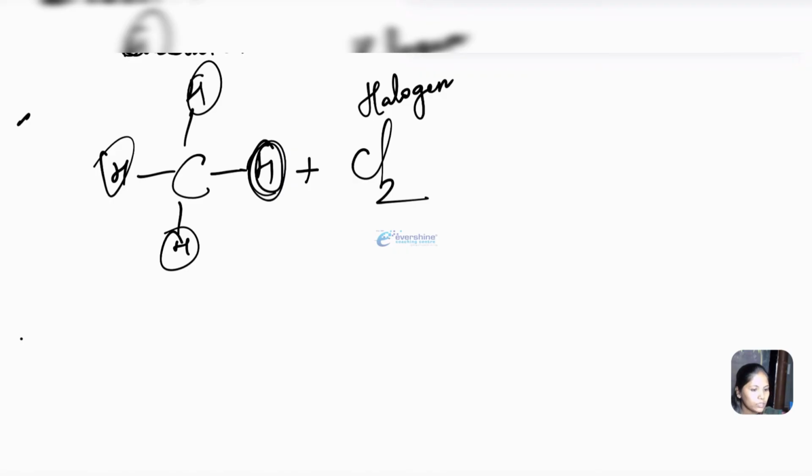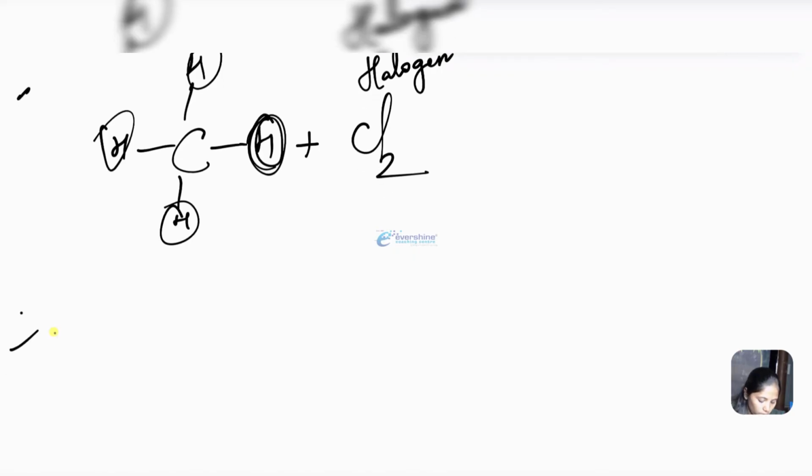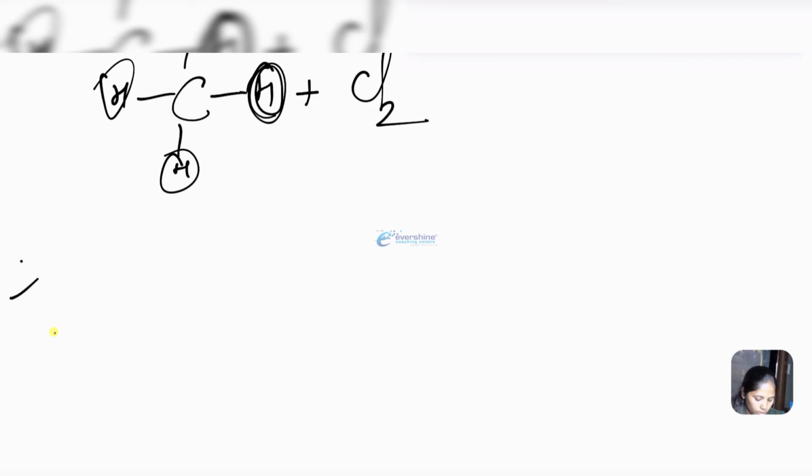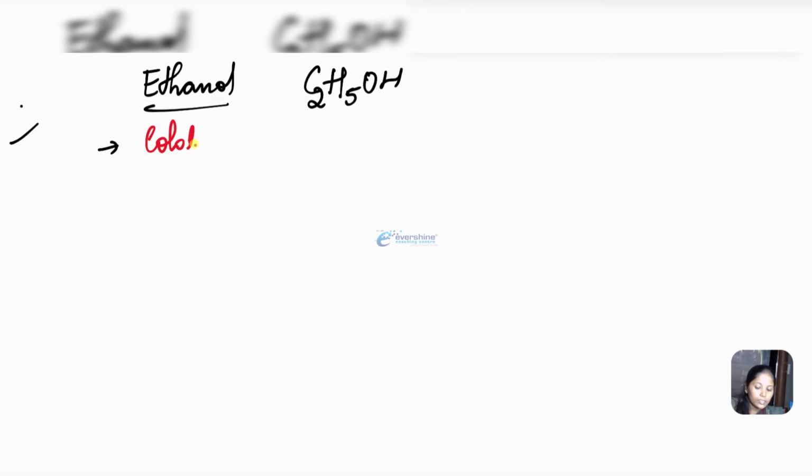Then we will have ethanol properties, uses, and ethanoic acid properties and uses. So we will see what it is. Last topic. Okay. What is ethanol? Ethanol formula is C2H5OH. What is the property of ethanol? It is a colorless liquid. Where is it soluble? It is soluble in water.